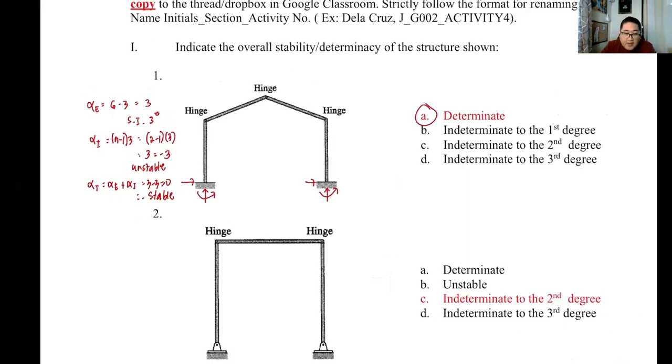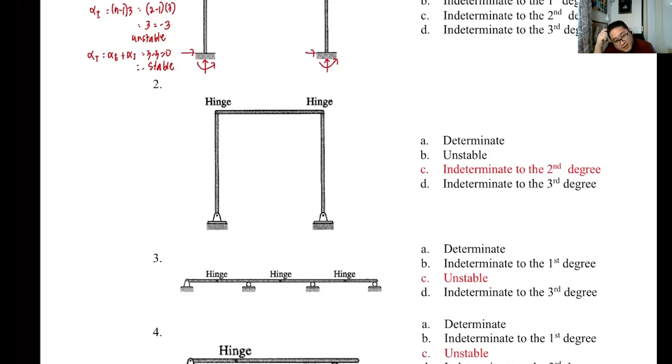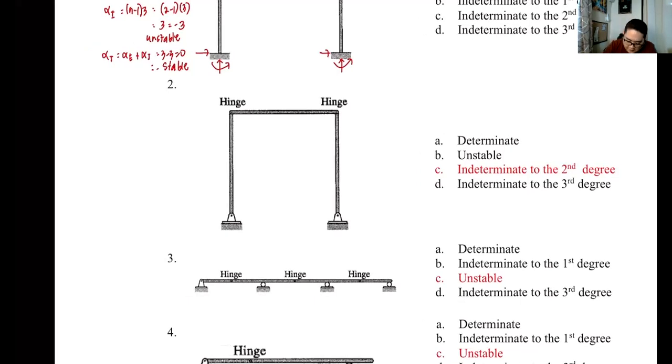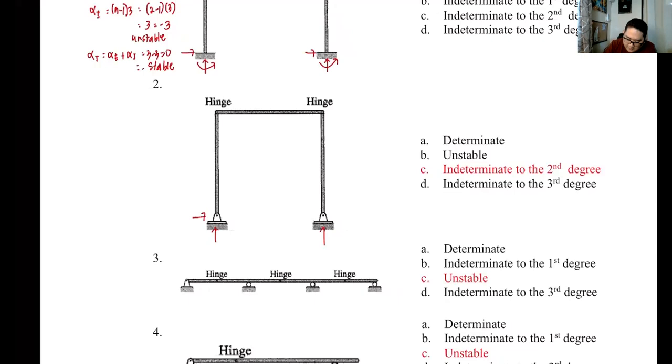Next. We have here a frame na meron siyang hinges, pin reactions or pin supports, no? So we have 1, 2, 1, 2. So for external reaction, we have 4 minus 3 is equals to 1. So statically indeterminate siya ng first degree for external stability. Then we have yung ating internal reaction. So we have 2 hinges. So n minus 1 times 2. So 2 minus 1 times 2. We have 2 or negative 2. So siya ay internally unstable.